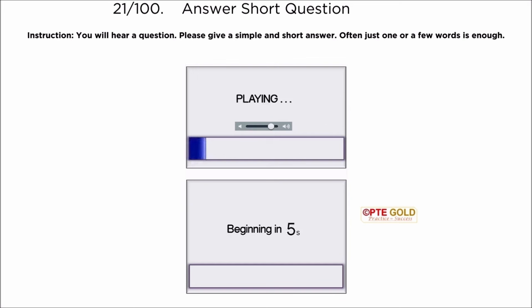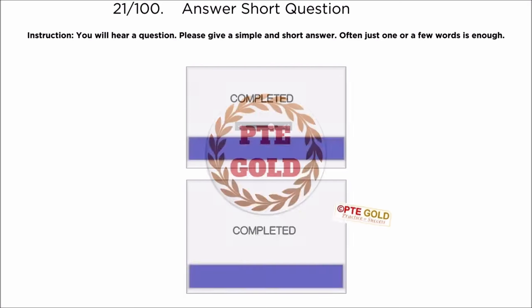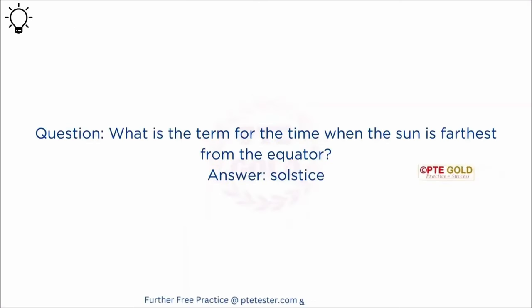What is the term for the time when the sun is farthest from the equator? Solstice.